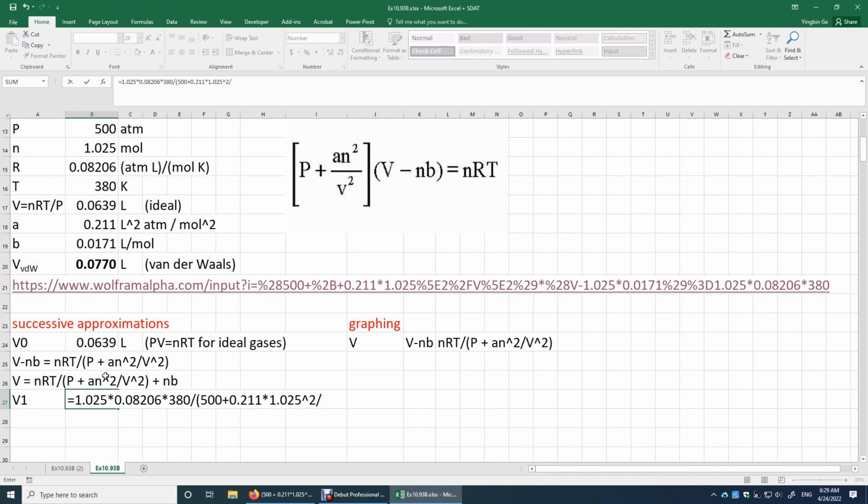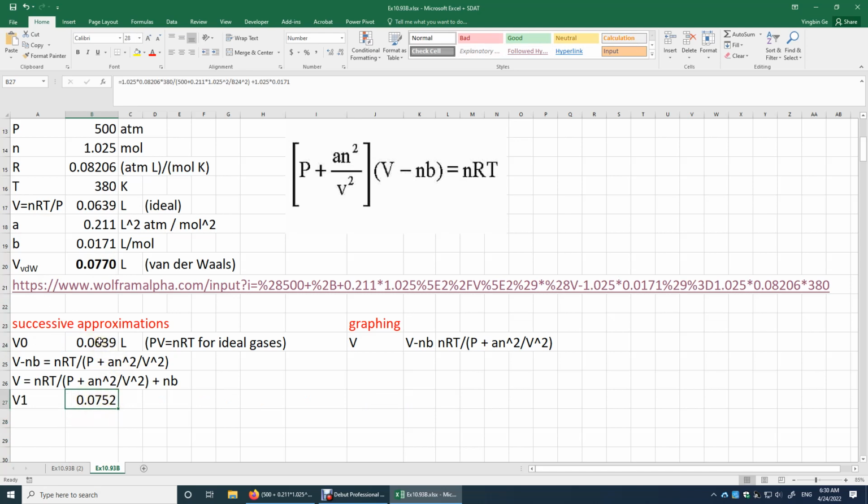We don't know what the volume is, but we have an initial approximation here. I'm going to use this value squared. That's the trick: we use our initial approximation and put this value here. We're not done yet. We need to add nb. What's the value of b? 0.0171. All right, now we're done. You see, I get a new value, 0.0752.